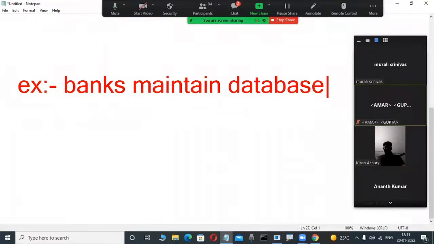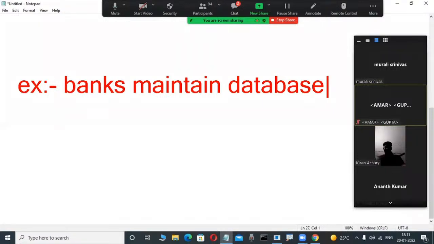Observe it here. Suppose customers, account holders, deposit some amount. You are also depositing some amount. Your details, your name, address, phone number, your balance, your account number, these details are important to store permanently. That's why, when account holders or customers deposit some amount, they want to store those details permanently.